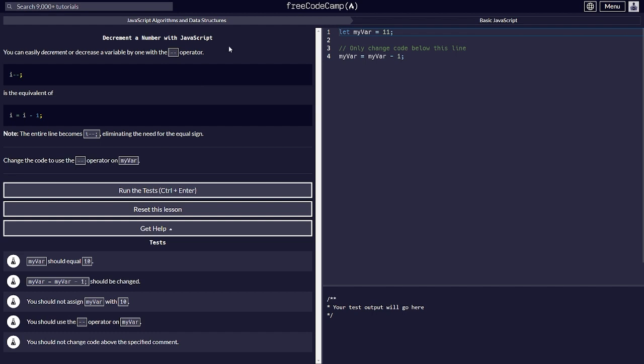Decrement a number with JavaScript. You can easily decrement or decrease a variable by 1 with the minus minus operator. i-- is the equivalent of i equals i minus 1. The entire line becomes i--, eliminating the need for the equal sign. So change the code to use the -- operator on myVar. So we're going to do -- semicolon, delete the rest of this.